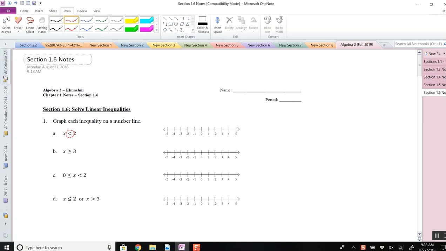You're going to draw a circle at 2, but don't fill in that circle. Just leave it like that because 2 is not included. Remember, 2 is not included. And of course, we're going less than 2, so we're going to shade to the left. So pretty simple.